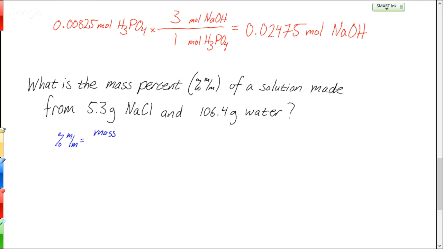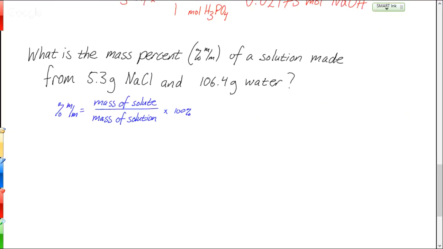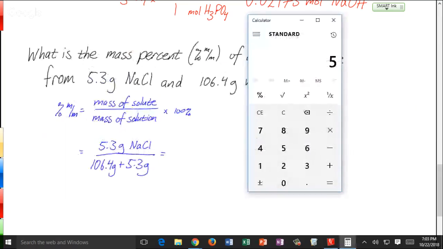It's the mass of the solute, the thing going in, solid thing usually, doesn't have to be solid, over the mass of the whole solution and then put into a percentage. So in this case, that is 5.3 grams of our solute NaCl. And then the solution is everything together. So that's the solvent, which is water, and the solute together. So 106.4, and then we have to add 5.3, which is 111.7.